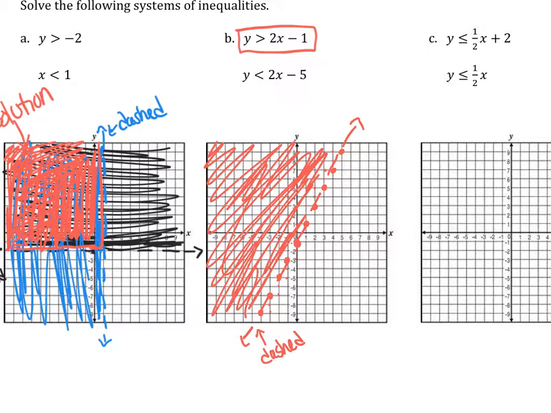Okay, and then my second one, I'll do in blue. We have a y-intercept of -5 and a slope of 2 again, so up 2, right 1. And this one's also less than, so a dashed line for this one too. And then less than, we shade below.